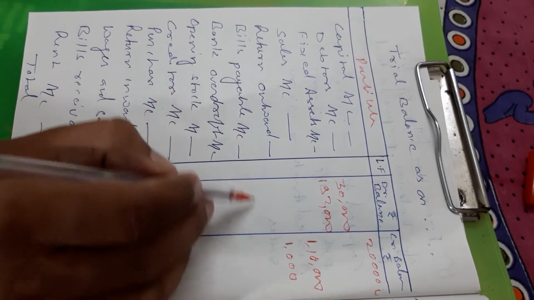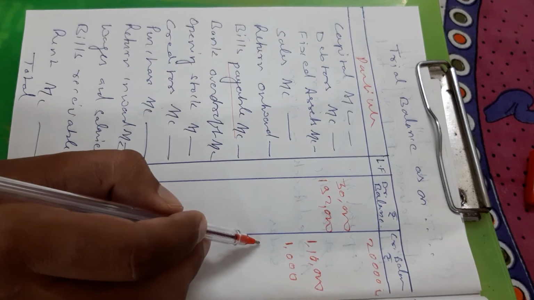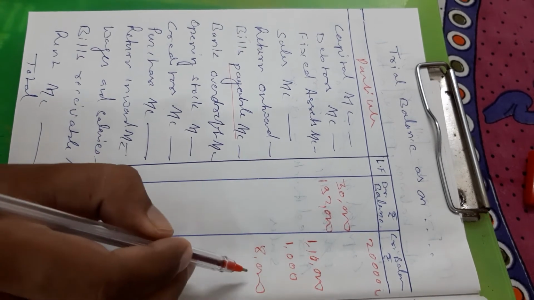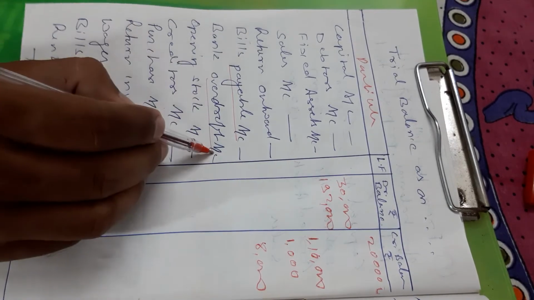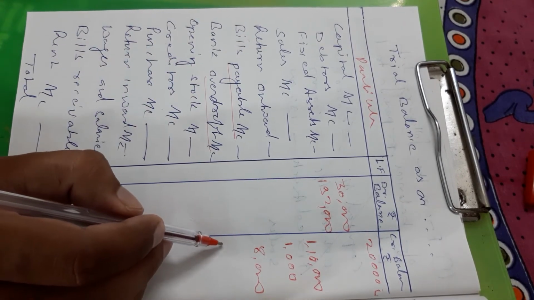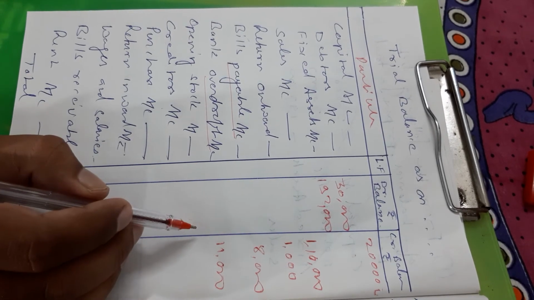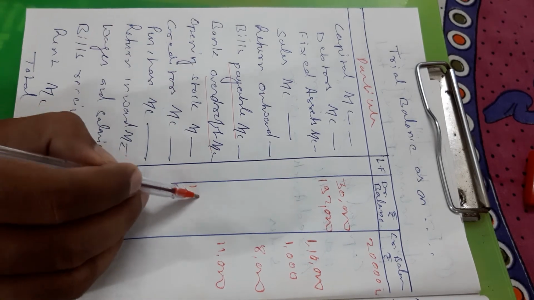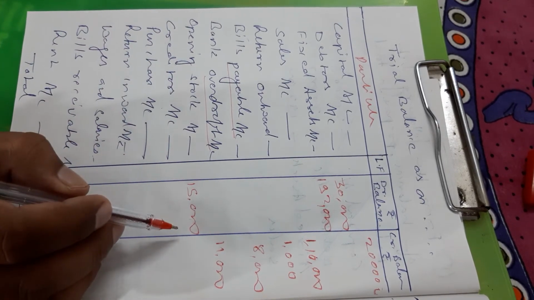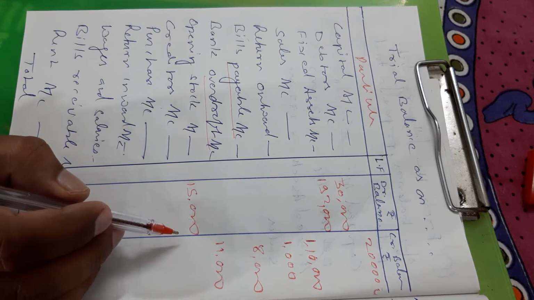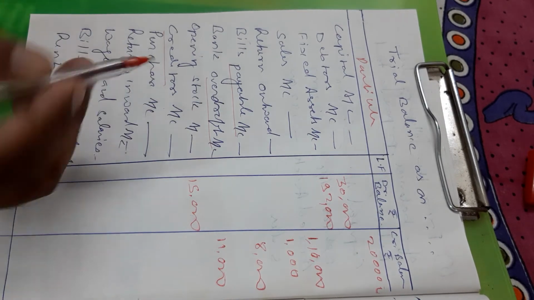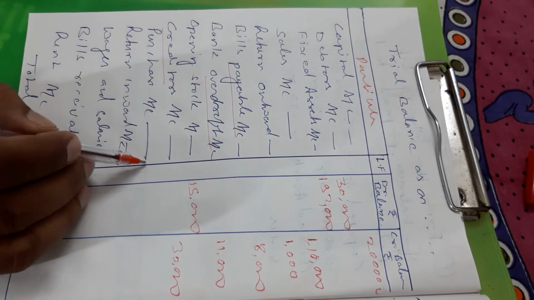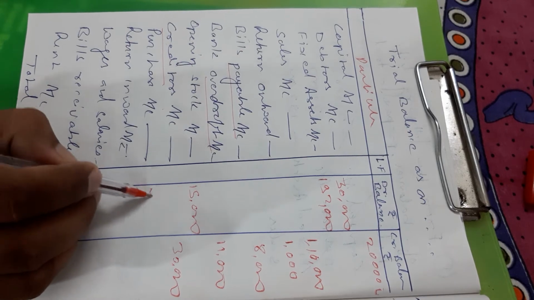Bills payable. If the word payable is given, then you will always do credit. Payable 8,000. Bank overdraft. If overdraft is given, then always you will do credit. Clear? Opening stock, always debit. Understand? Creditor means credit, always credit. Purchase account, purchase always debit.